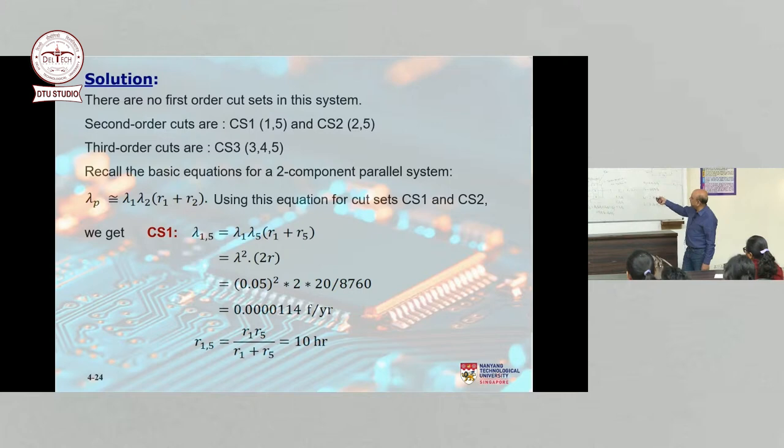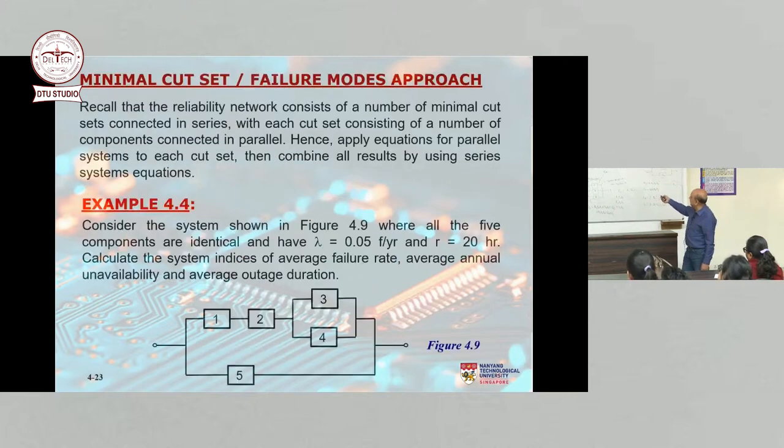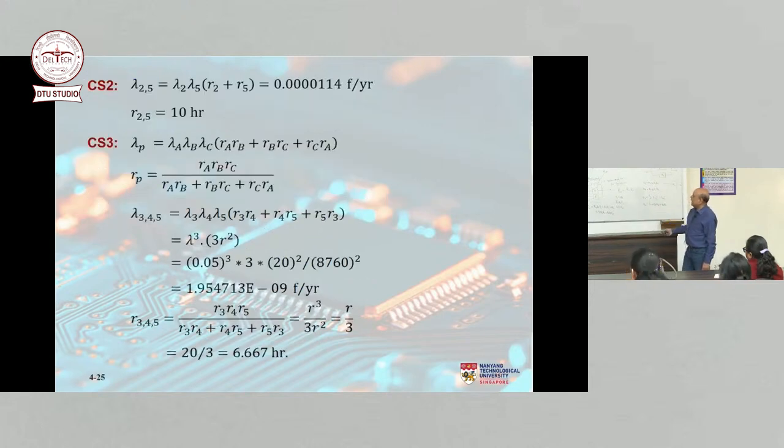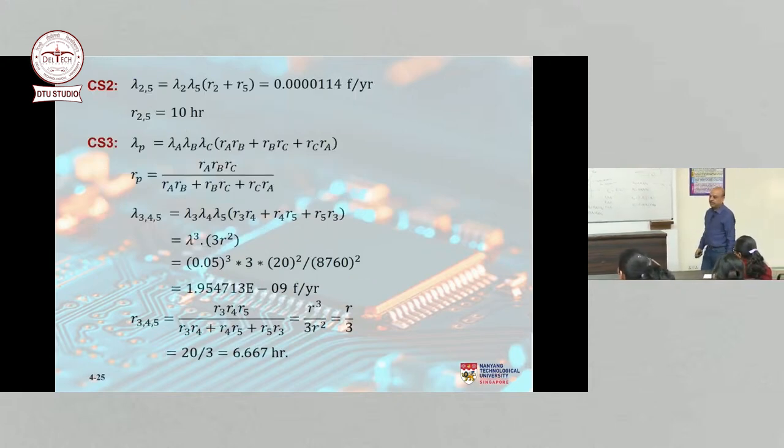And then I substitute lambda, which was given to us. It's given as 0.05 failures per year. And R is given as 20 hours. So 0.05 square times 2 times R divided by 8760. I already explained that to you, right? So R is very easy. It's R1, R2 over R1 plus R2. Turns out to be 10 hours. Similarly, you can do the calculation for cut set 2. Yeah, it will turn out to be the same because the components are identical.